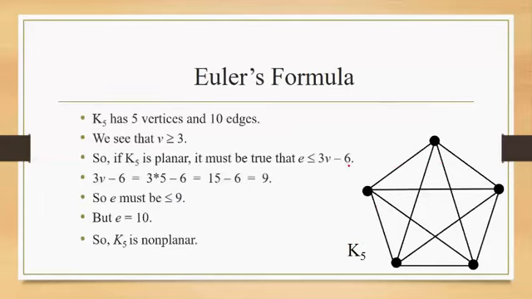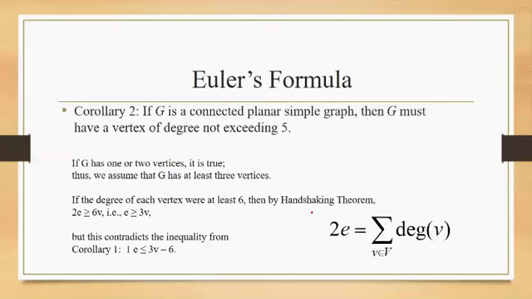We have degree 4. Suppose in a connected planar graph, if we don't have a vertex of degree not exceeding 5, then what will happen is your graph will be not planar. If G has 1 or 2 vertices, it is true. Thus we assume that G has at least 3 vertices.